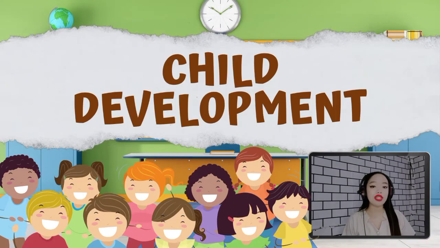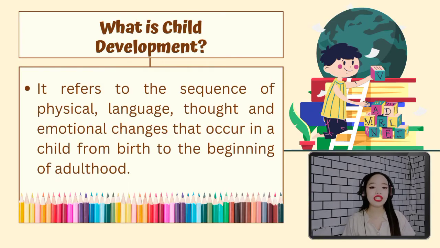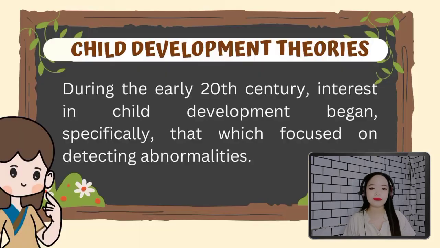Have you ever wondered how children develop? Maybe at one time you have compared your development with that of a sibling or cousin of yours. If this is the case, then you are interested in child development, which is the pattern of growth, change, and stability that occurs from conception up until adolescence. It also refers to the sequence of physical, language, thought, and emotional changes that occur in a child from birth to the beginning of adulthood.